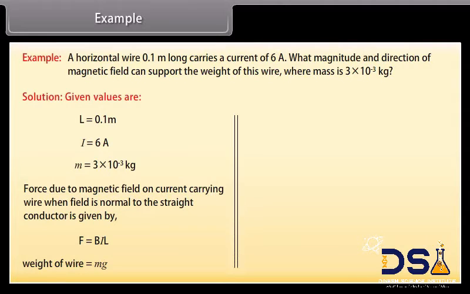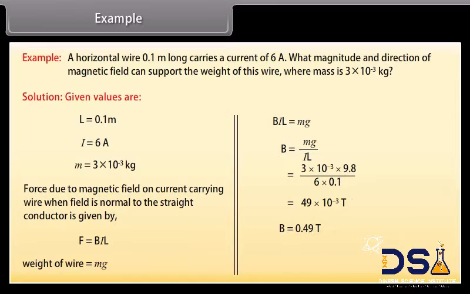On comparing these two equations, we get BIL = mg, which can be written as B = mg/IL. By putting the values and calculating, we get the value of B = 0.49 Tesla. Hence, a magnetic field of 0.49 Tesla can support the weight of the wire.